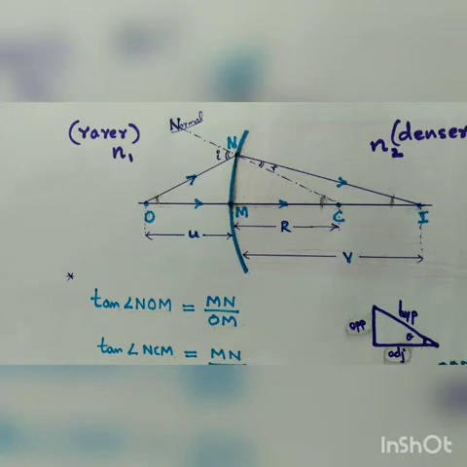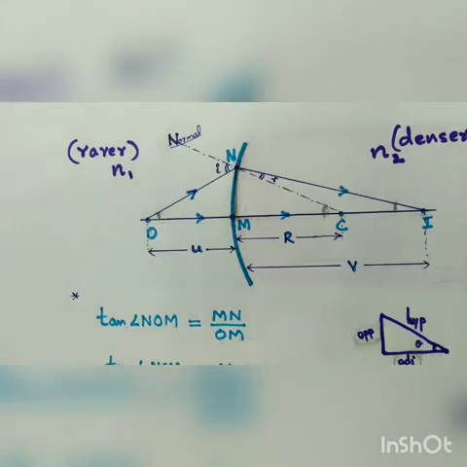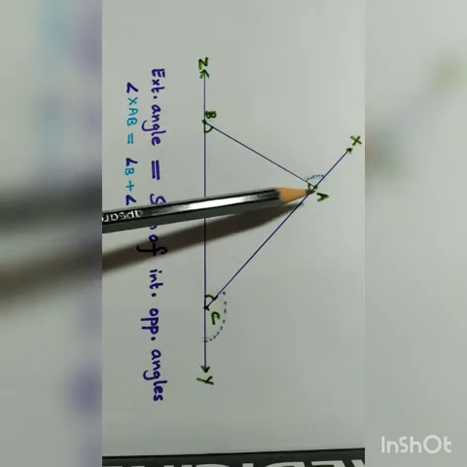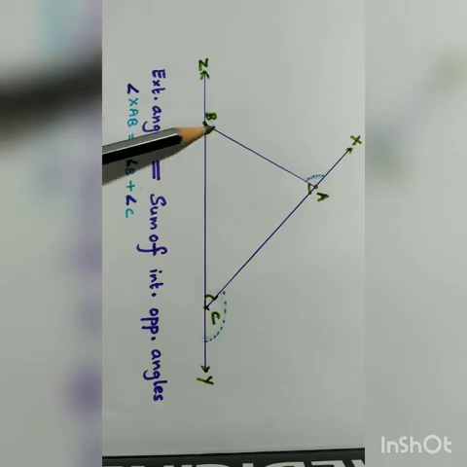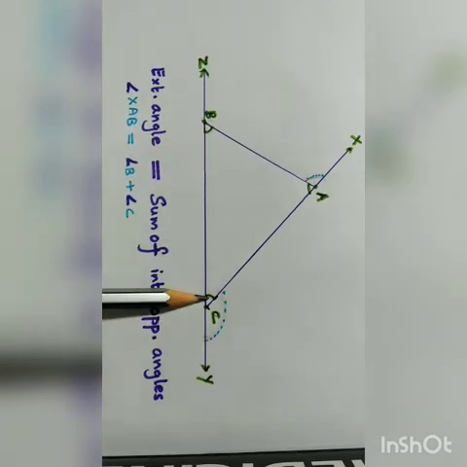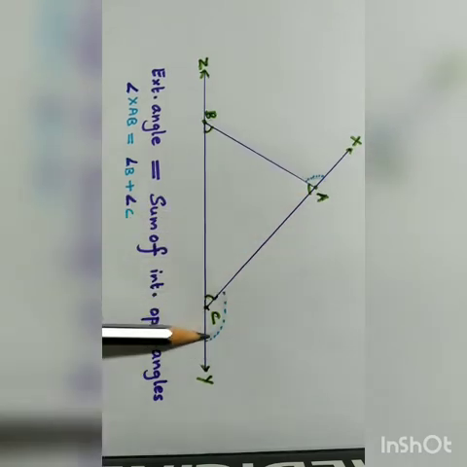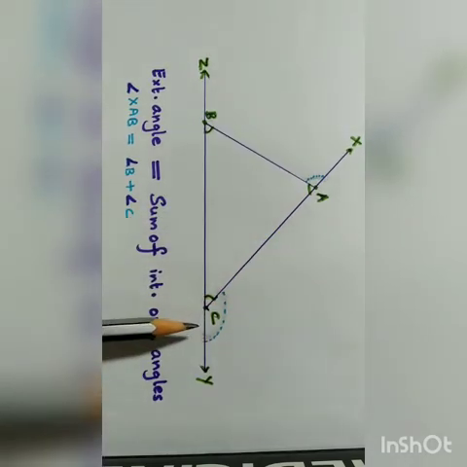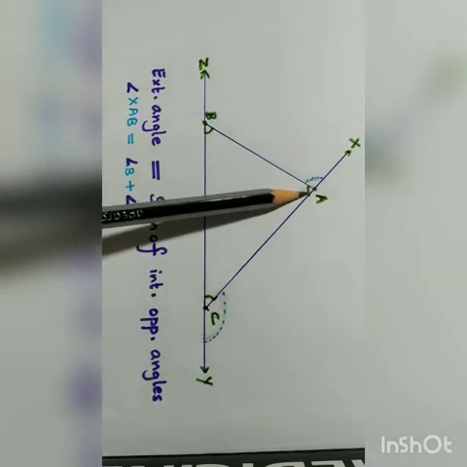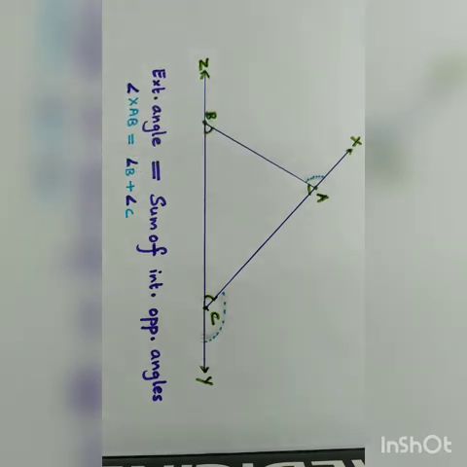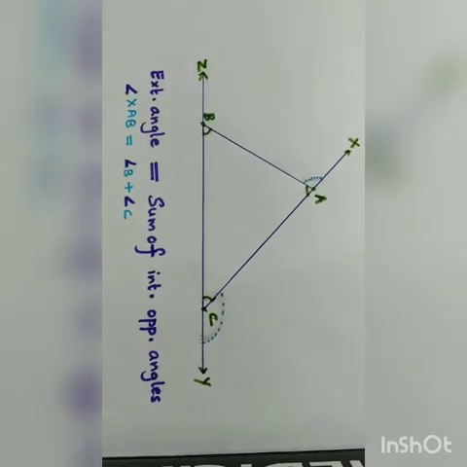You have studied that an external angle is the sum of the internal opposite angles. XAB is equal to the sum of the internal opposite angles, angle B and C. Similarly, external angle ACY is equal to the sum of the internal opposite angles. Which are the opposite angles of these two? Angle A and angle B. This we are going to apply in our derivation.